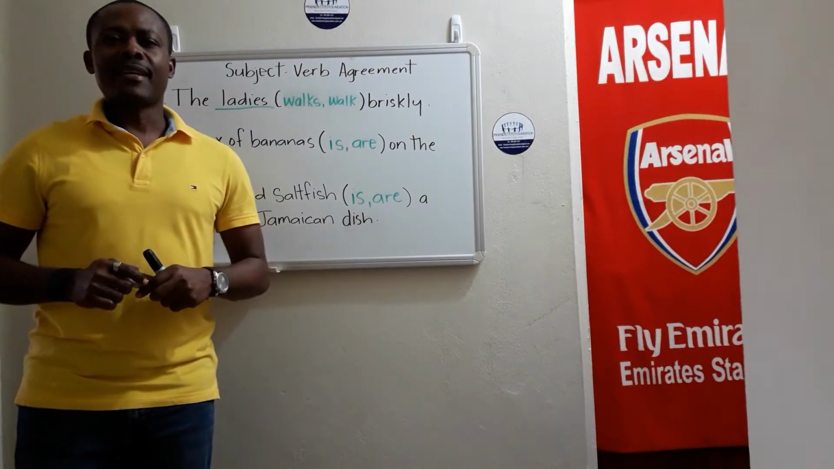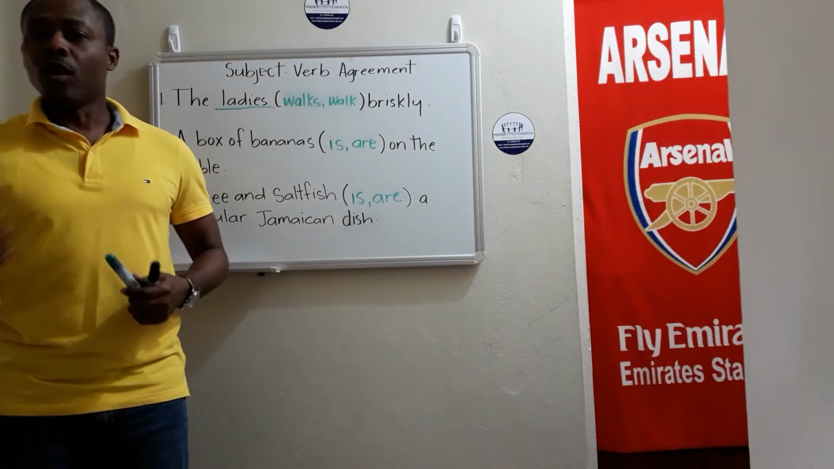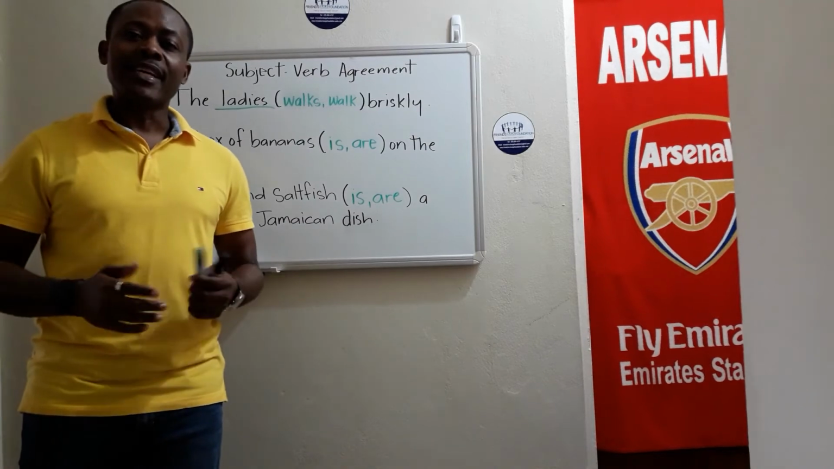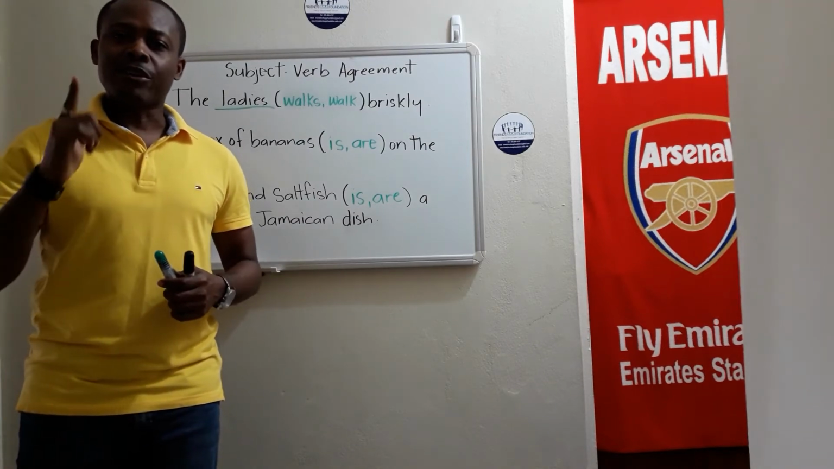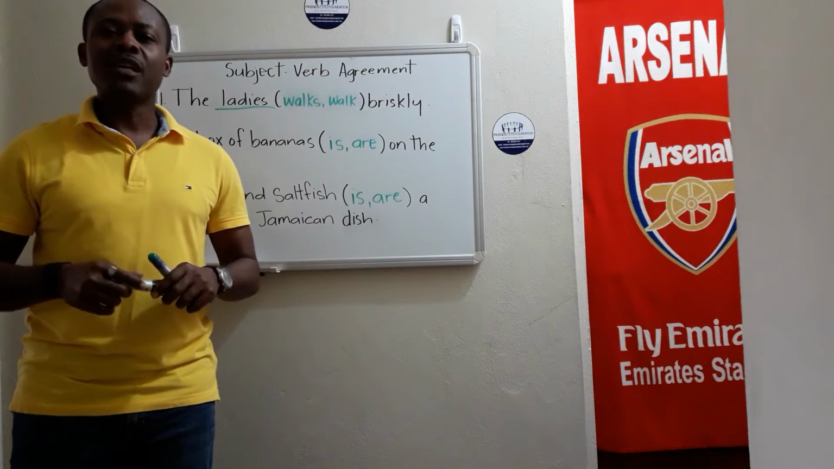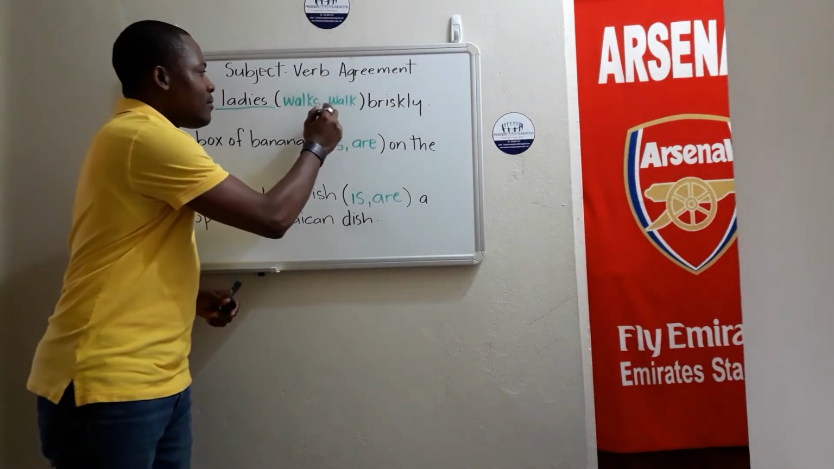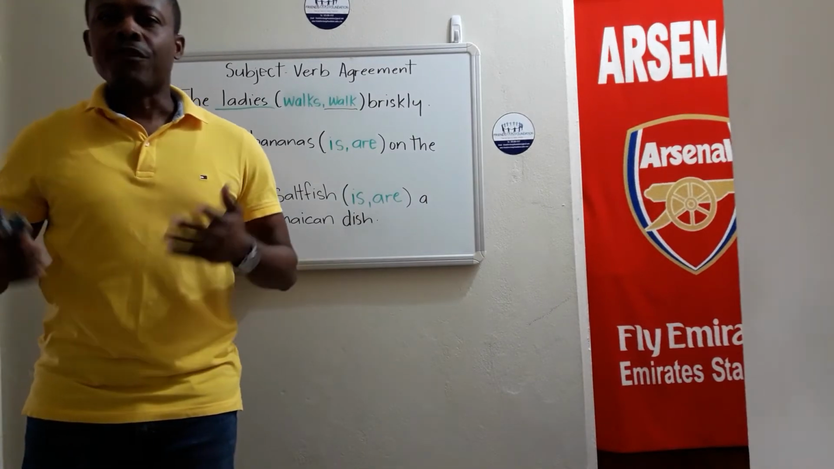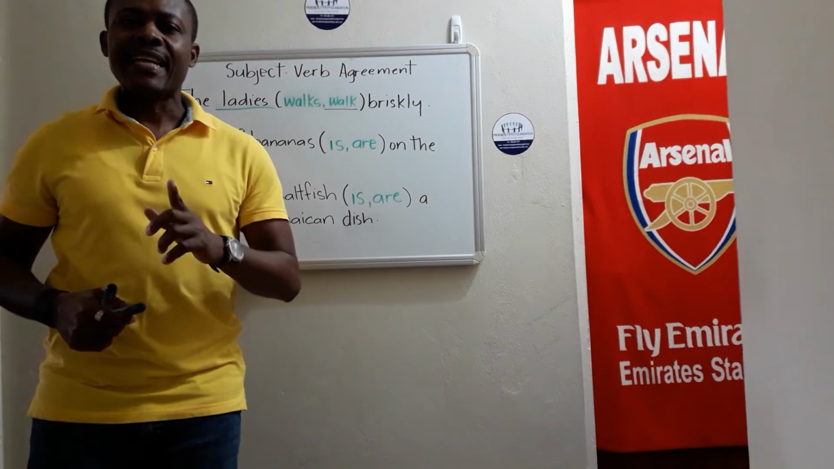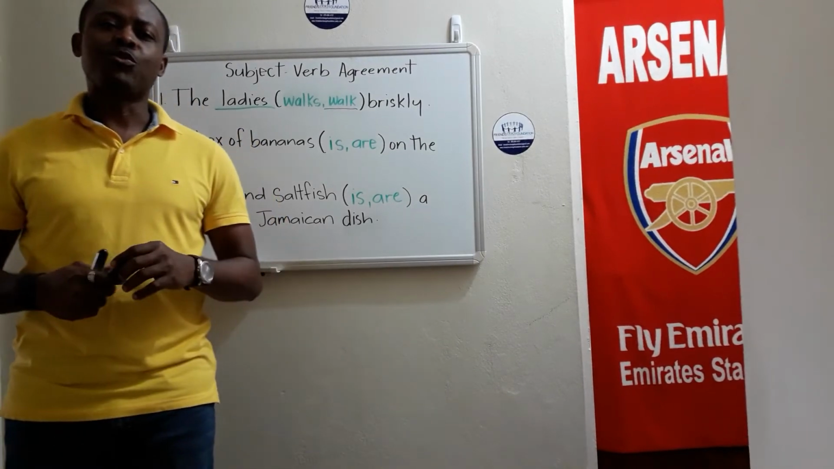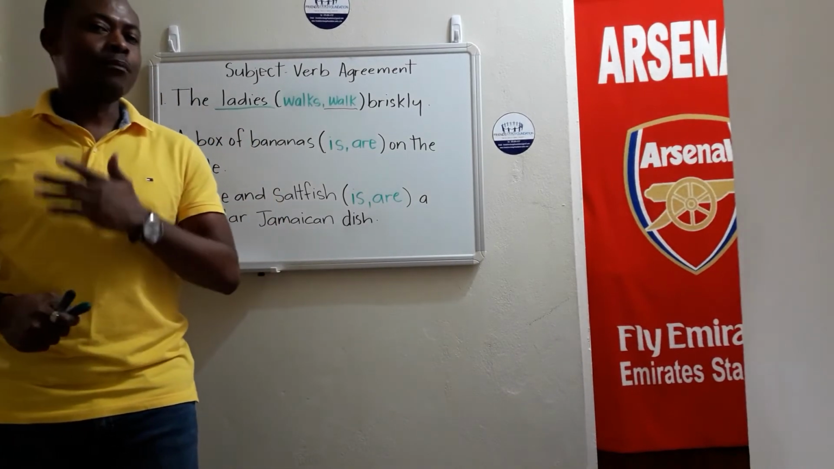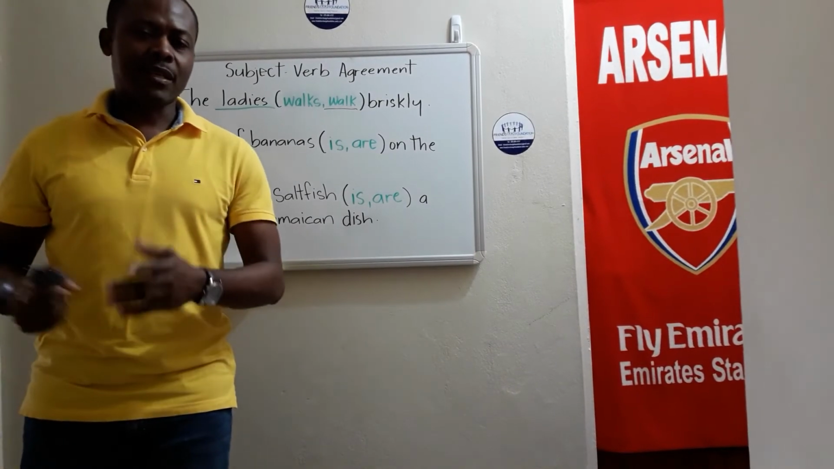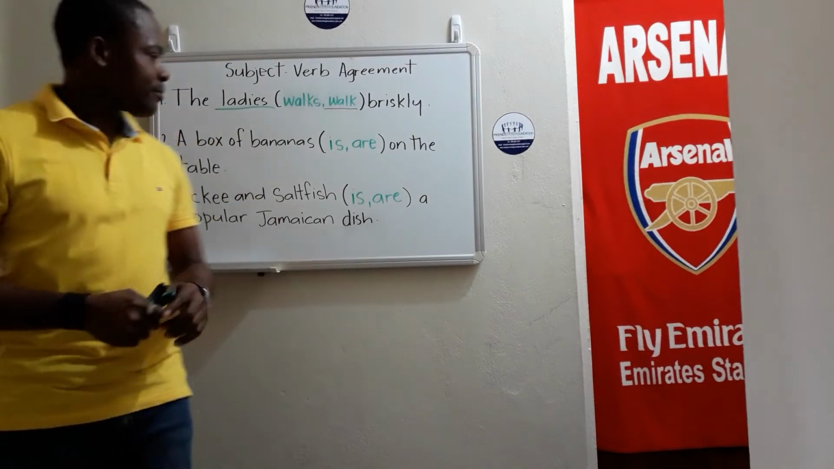Then you must decide if this subject is one or more than one. Now we know that ladies represent more than one. Therefore, we must align it to its corresponding verb, which would be walk. Therefore, the answer to the first item would be ladies walk. So the full sentence would be the ladies walk briskly. However, one lady walks briskly. Let's move on to 2.